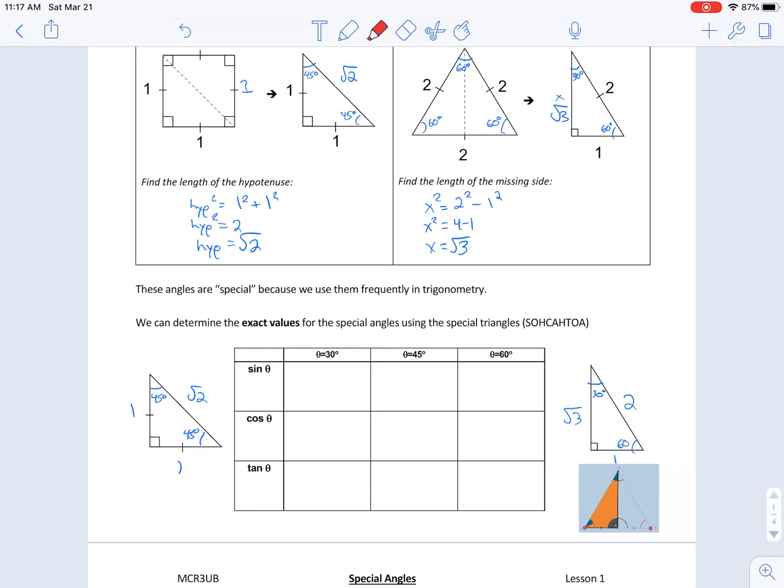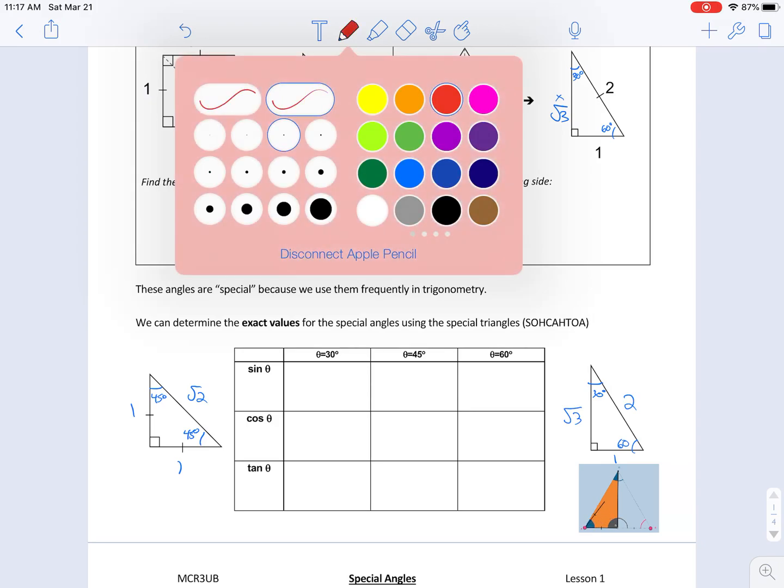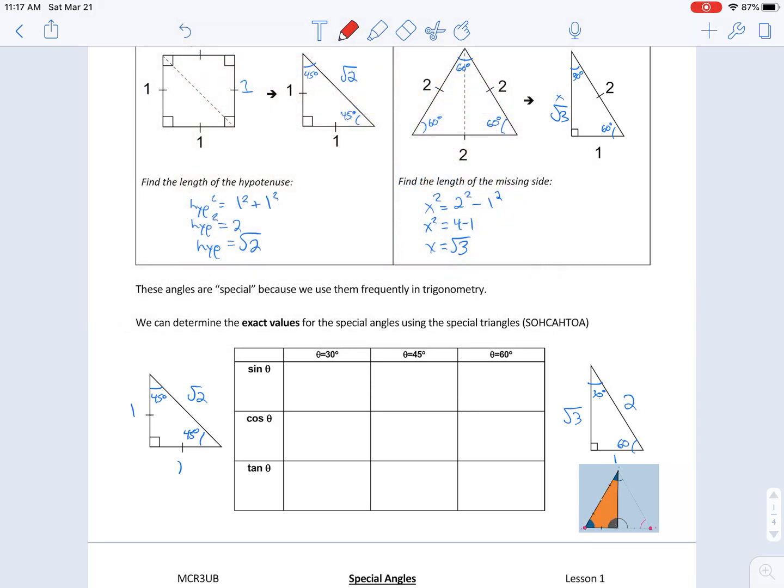One way to help, especially with the 30, 60, 90, is that always across from the 30 is the shortest side length. So 1 is the shortest side length. The next smallest angle is 60, so across from 60 gets the next smallest side length, which is root 3, because root 3 is less than 2. And then across from 90 gets the longest side, which is 2. And then always in the 45, 45, 90, I know that these two side lengths are going to be the same.